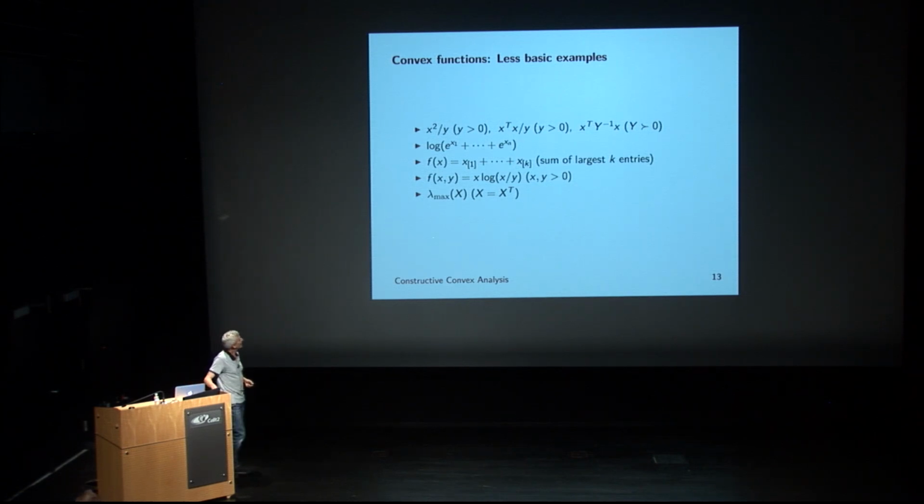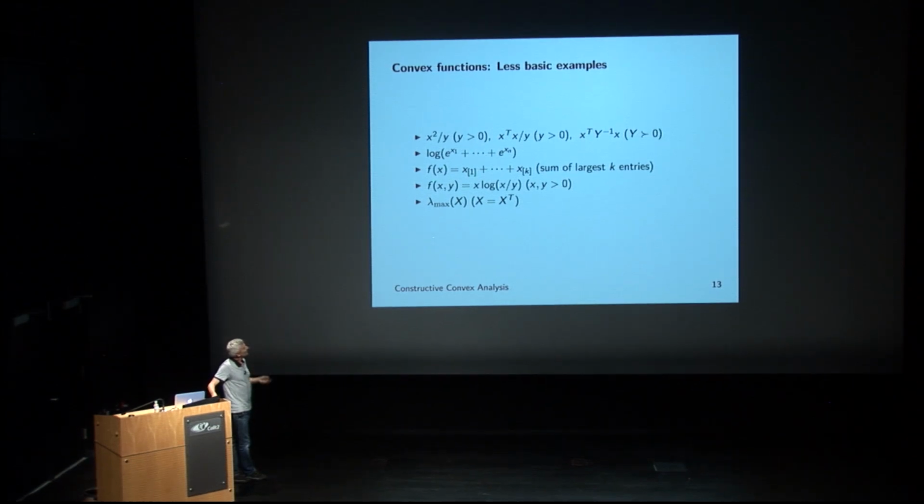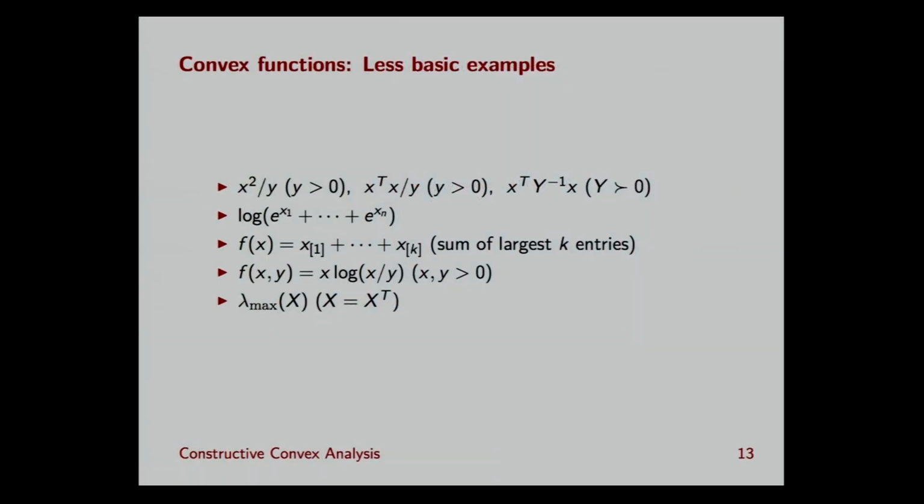So, okay. Here's one. The sum of, let's say, the 4 largest entries of a vector. Okay? It's not obvious. That's convex. This is not obvious at all. Here's one. It's clearly very closely related to things like KL divergence and, I guess what he calls relative entropy, right? So it's related to those. It says that x log x over y, when x and y are both positive, that function is convex, jointly in x and y. Okay?